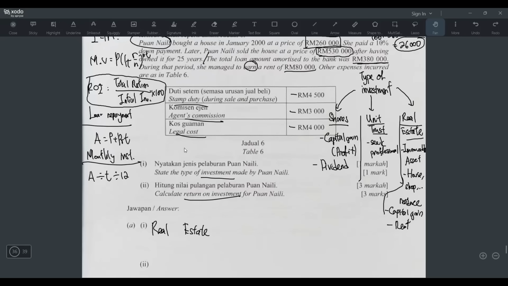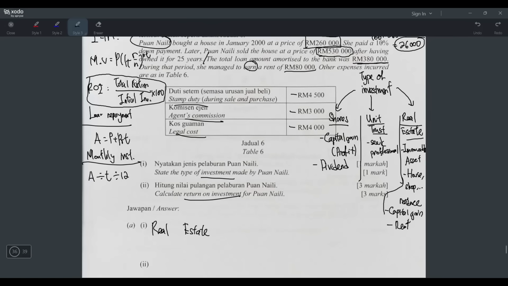So second question, they want to find ROI, right? Okay, ROI formula I wrote here already: total return divided by initial investment times 100. The initial investment will be the 260,000. Initial investment means the very first amount you want to spend, the first amount you invest. So the first investment amount is 260,000.